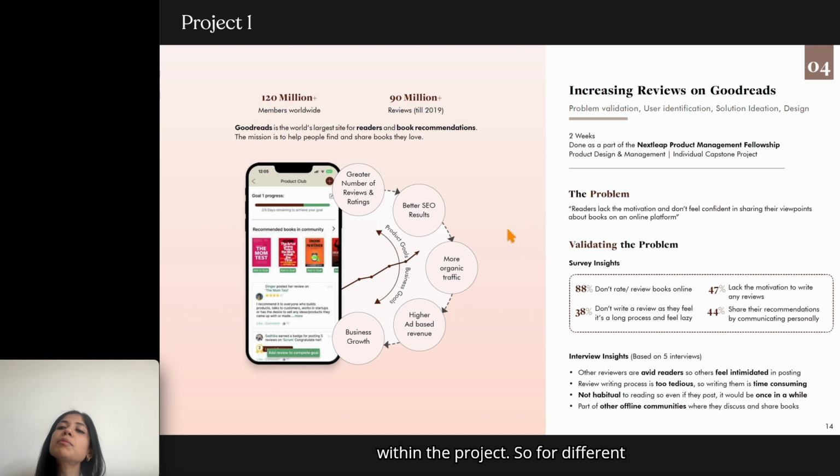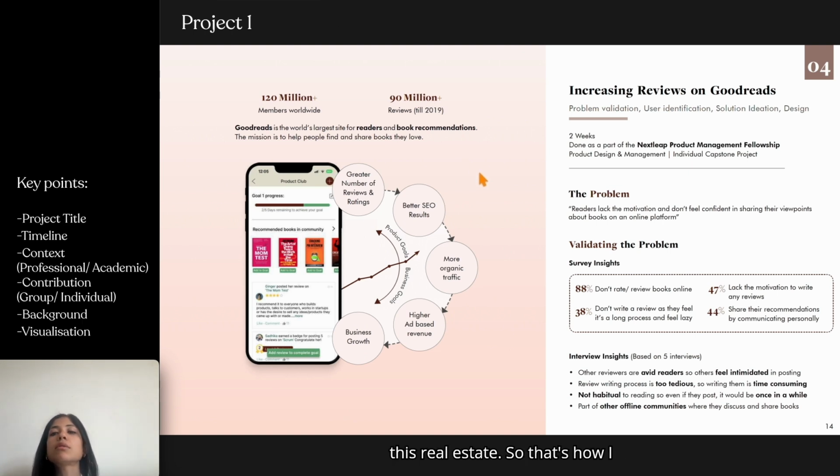So, for different projects, the goal to explain the project in a very small illustration was different, but because this was the most crucial aspect for this project, this is what I had explained for this one. I also use this space to explain what Goodreads is because it is an existing platform and maybe not all the viewers who are seeing this know about it. I wanted to give some kind of background of what Goodreads is within this real estate. So that's how I utilize the left hand side of the page.